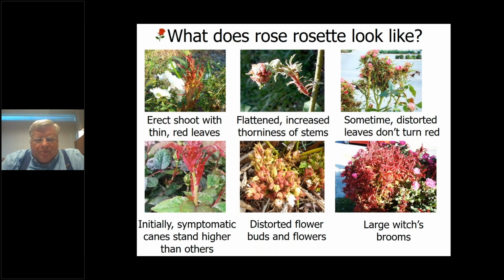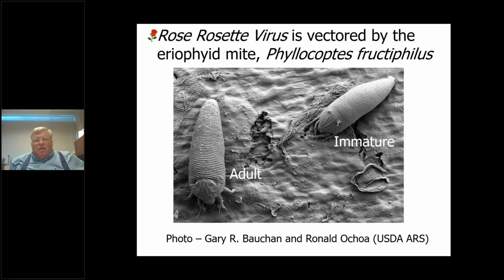And so symptoms, I mentioned, stand higher. Canes can be thick. Leaves are distorted and thin. We've got weird thorns going on. We can do this, and I'll show you an aid that will help you in a few minutes. You can have distorted flowers, and I've seen the witch's brooms get bigger than a bushel basket and actually pull the plant over. Well, there's no excuse for that either. I mentioned that they're spread by eriophyid mites.